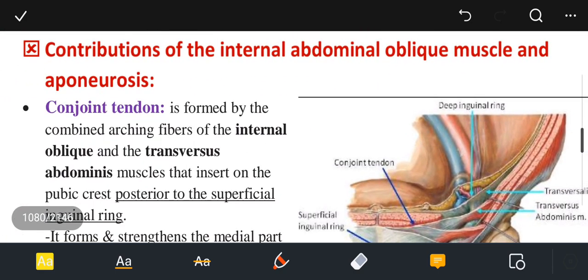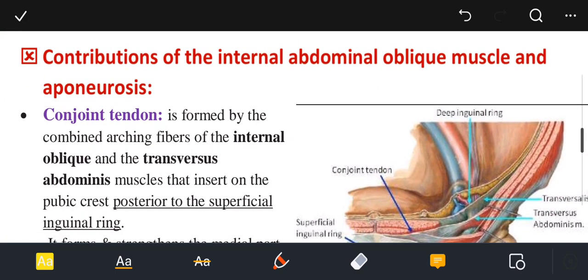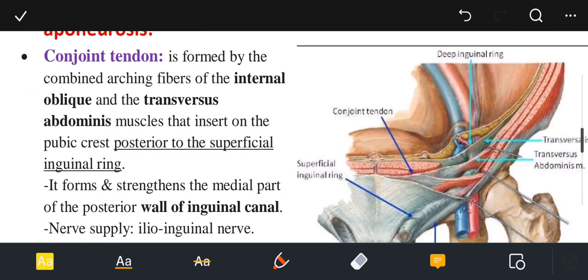Moving forward to the next point, the contributions of the internal oblique muscle. Firstly we talked about the external oblique muscle, now we are going to talk about the internal abdominal oblique muscle and aponeurosis. Number one is the conjoint tendon, a very important tendon. It is formed by the combined arching fibers of the internal oblique and the transversus abdominis muscle. So two muscles contribute to the conjoint tendon: the internal oblique, the second layer of muscle, and the transversus abdominis, the third layer, which insert on the pubic tubercle and pubic crest posterior to the superficial inguinal ring.